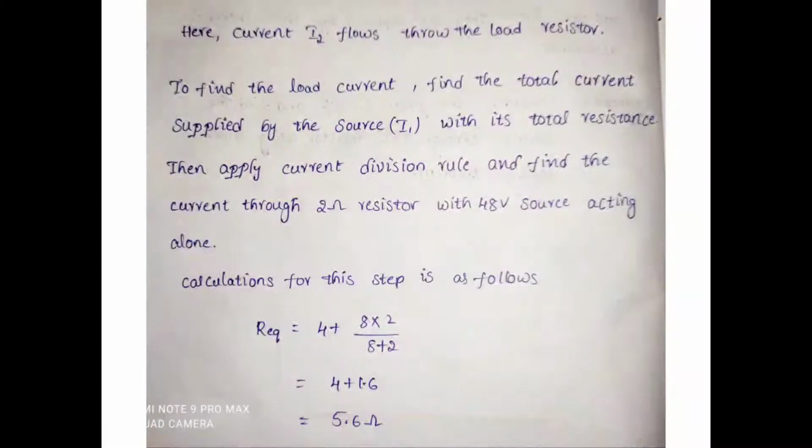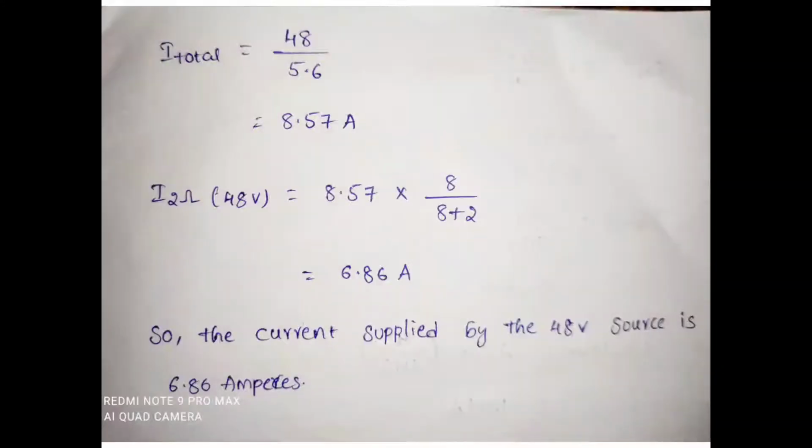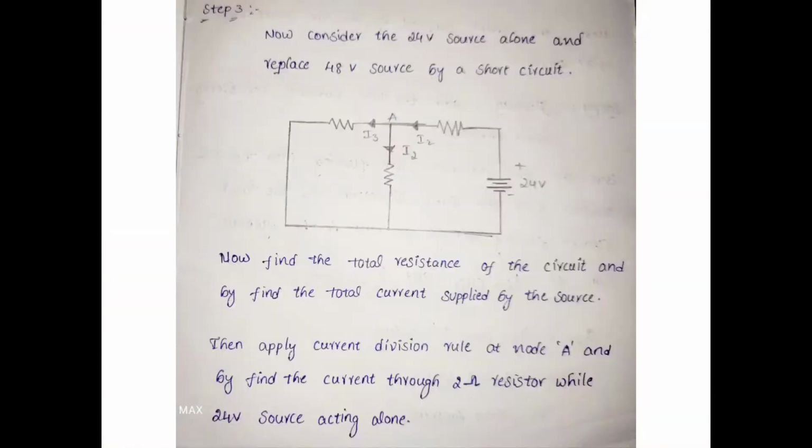Calculation for the steps: R equivalent equals 4 plus 8 in parallel with 2, by solving we get R equivalent equals 5.6 ohms. For this, current equals 8.57 amperes. Current through the 2 ohm resistor using the 48 volt battery equals 8.57 into 8 by 8 plus 2. By solving this we get current equals 6.86 amperes. So the current supplied by the 48 volt source is 6.86 amperes.